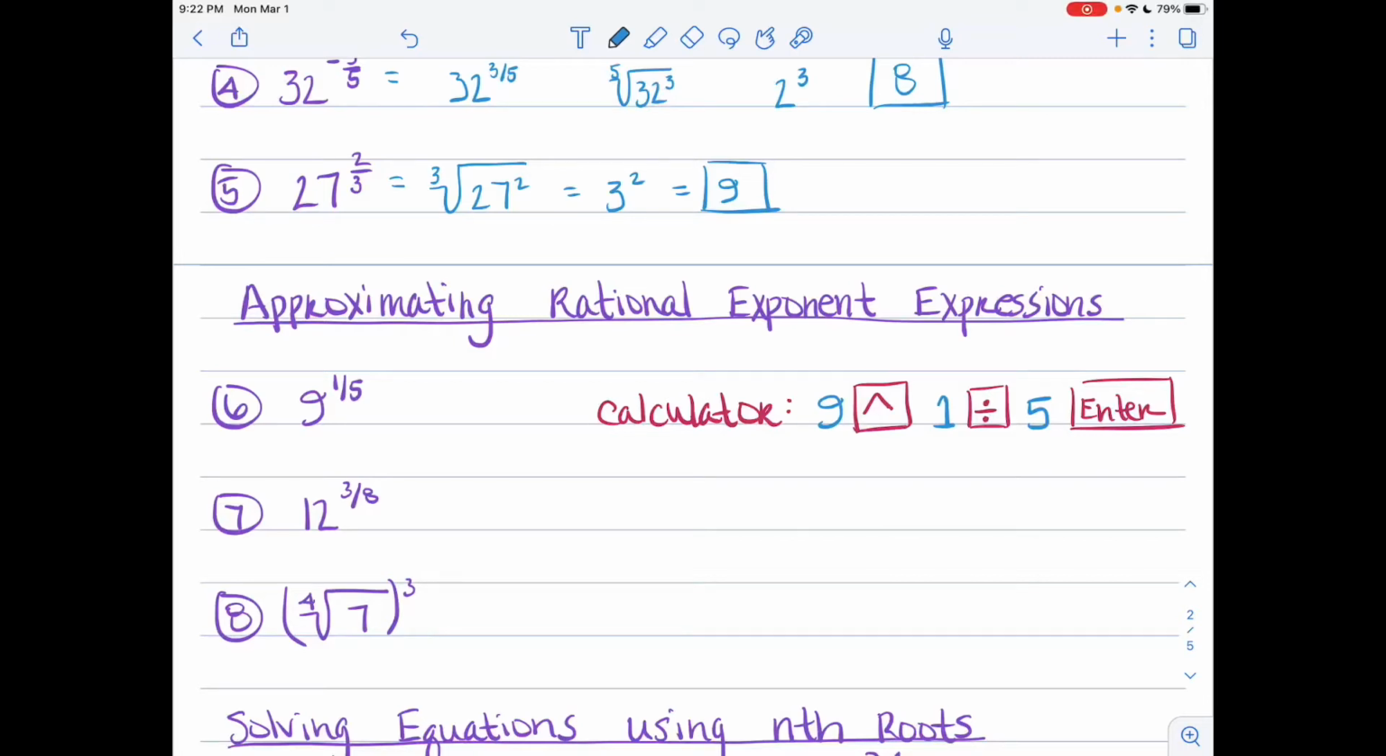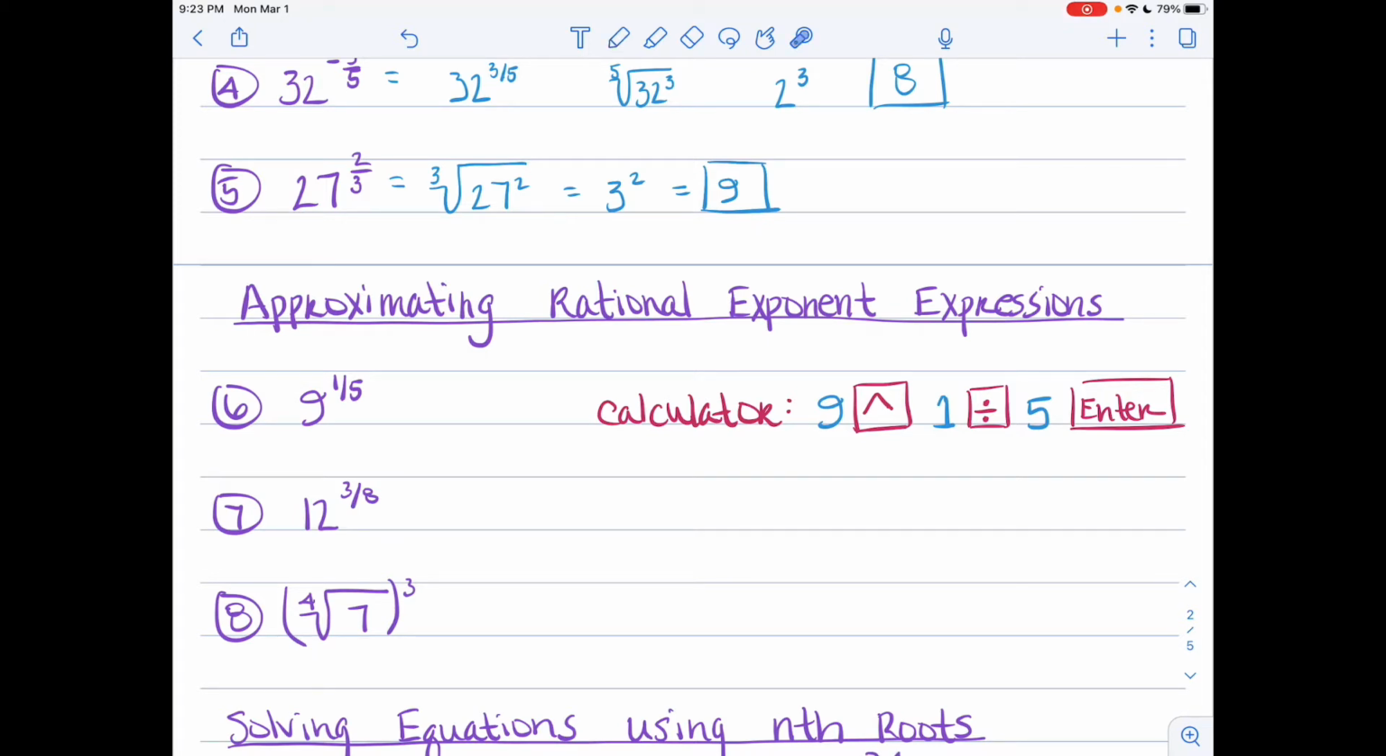The next thing that we want to do is talk about approximating rational exponents. So sometimes these aren't going to come out to be pretty numbers like fractions or integers. And so we want to do decimal approximations. If that's the case, your homework or your quiz or whatever will tell you how to round. In our case, we'll go ahead and just round to the hundredths, which is 2 decimal places.